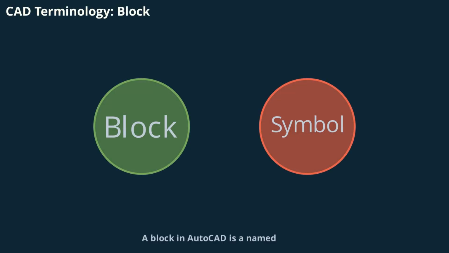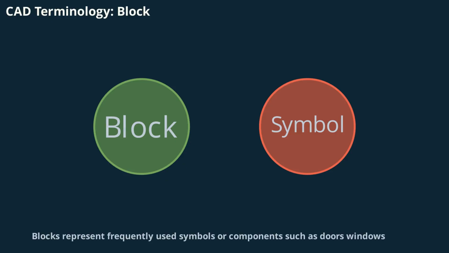A block in AutoCAD is a named collection of objects combined into a single entity. Blocks represent frequently used symbols or components, such as doors, windows, or bolts.